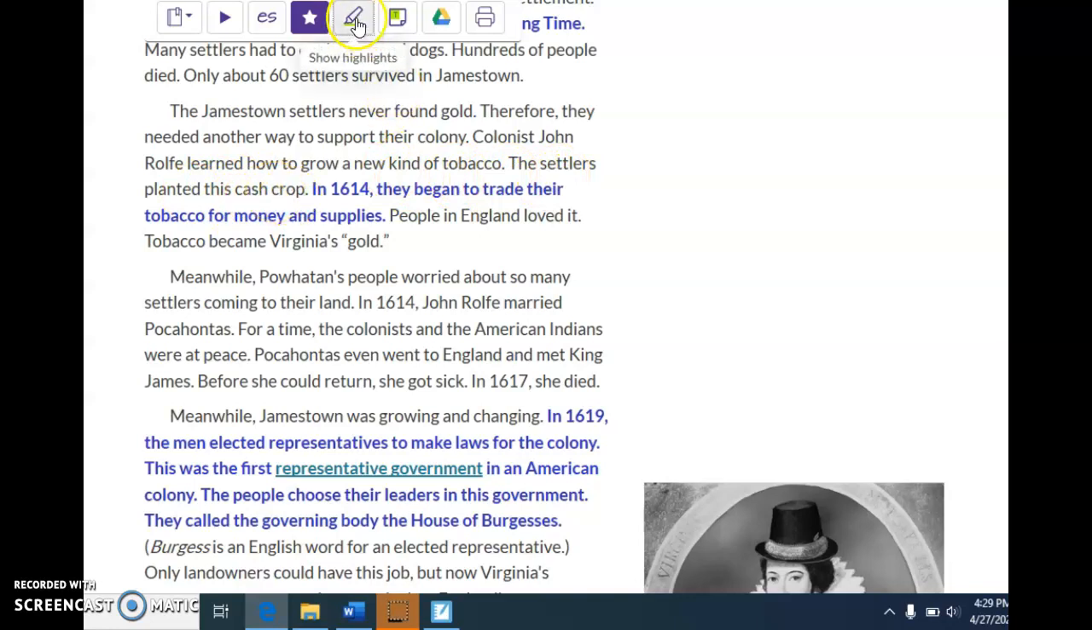Oh, one of your vocabulary words. Does it let me highlight it? Let's see. No, I guess not.